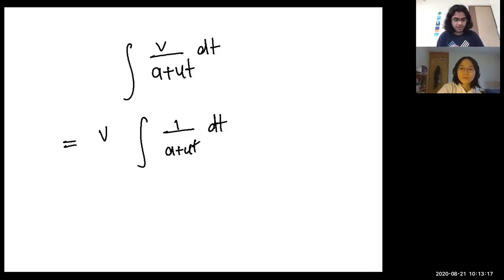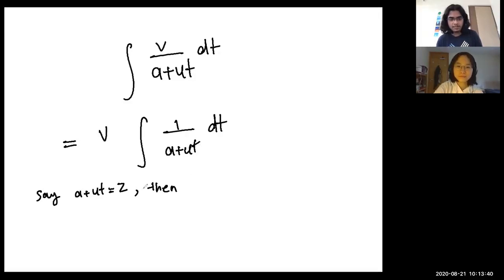You've seen integration by substitution, right? So let's try to substitute something. Let's say a plus ut equals some nice variable z. Then you're supposed to also find out dt in terms of dz when you do this. So u dt equals dz. So dt is equal to dz upon u.